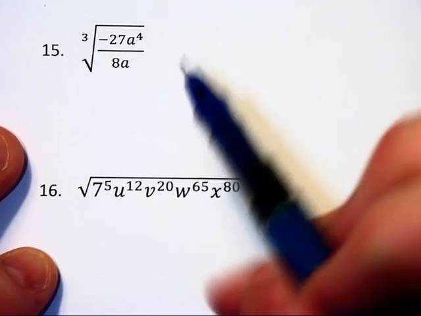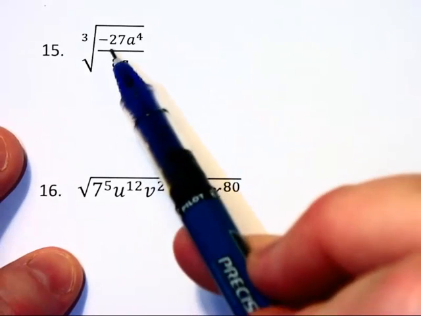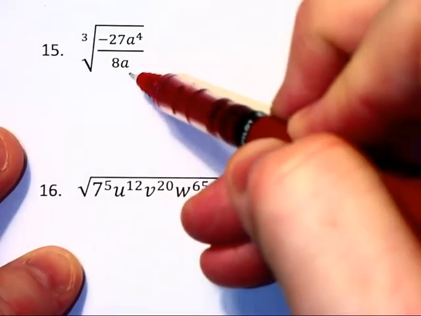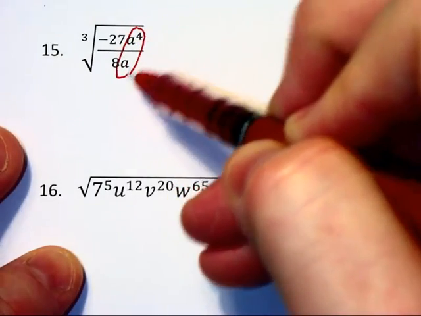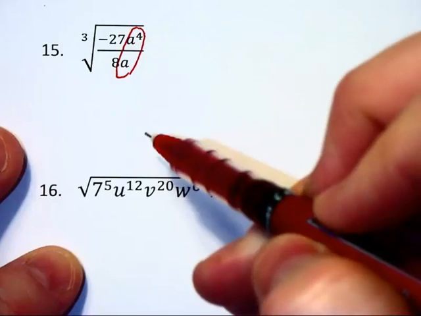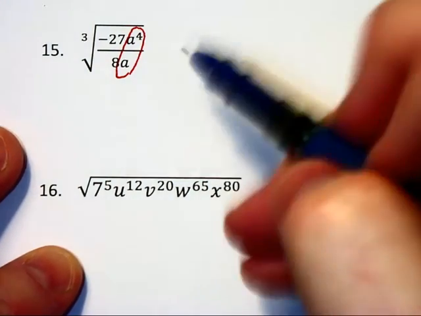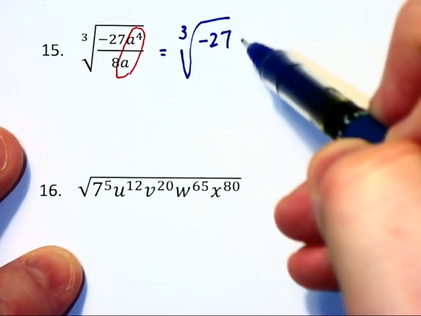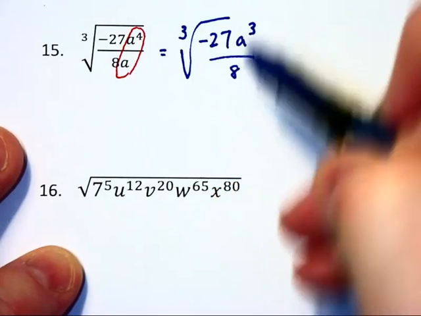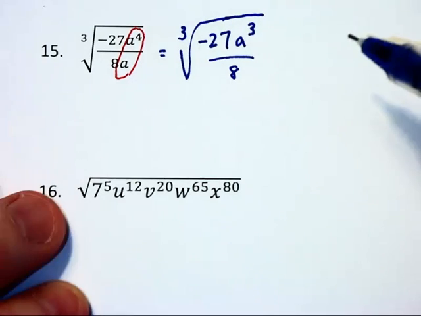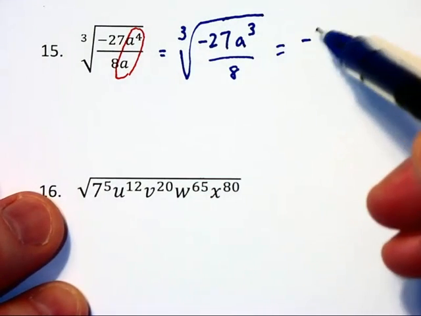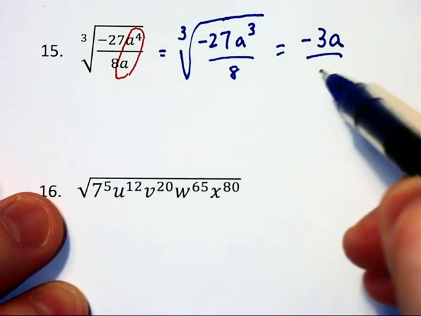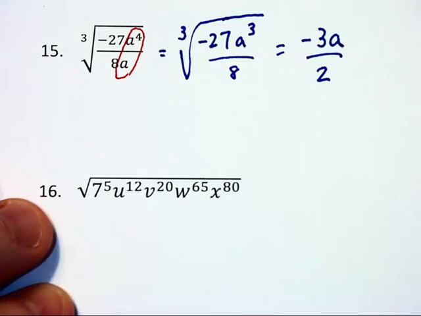In number 15, we're taking the cube root. Now, it's tempting to take the cube root directly, but do you notice how inside this radical you can reduce? As long as both terms are inside, you can reduce this, and I can rewrite this problem as the cube root of negative 27a to the third over 8. Now, it turns out that everything is a cube right there, so we'll just have negative 3, which is the cube root of 27, a over 2, which is the cube root of 8.